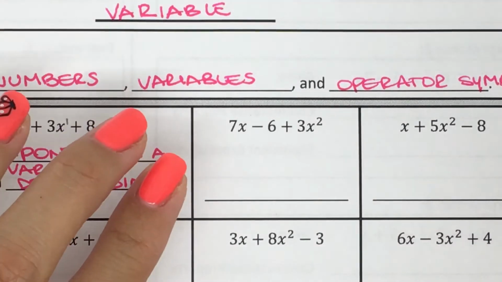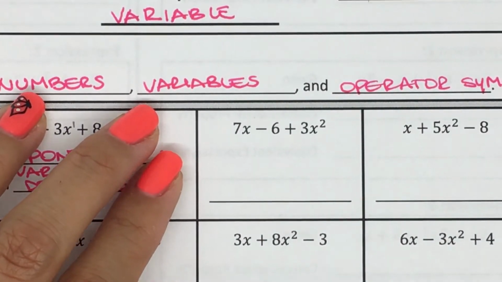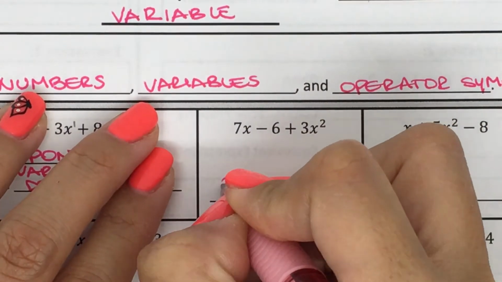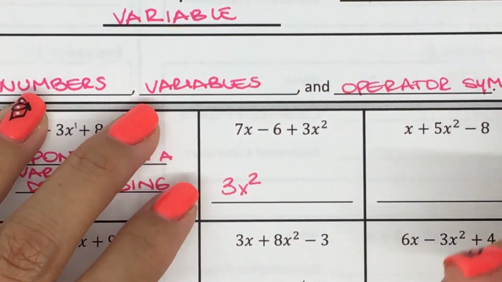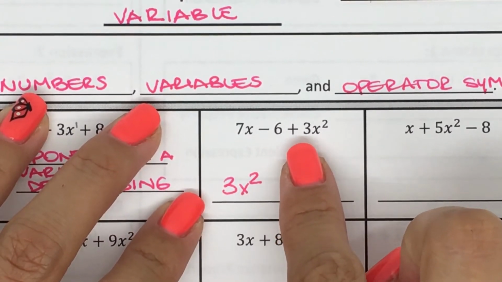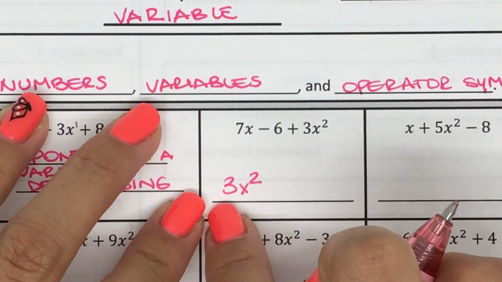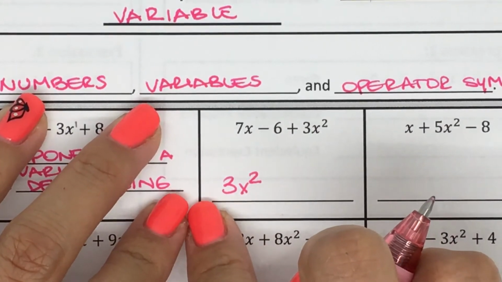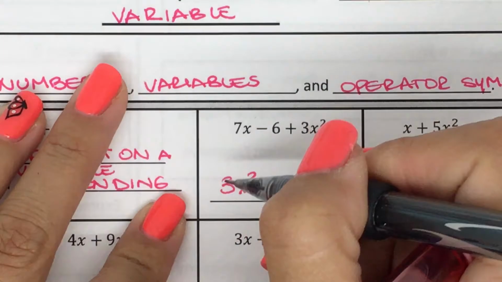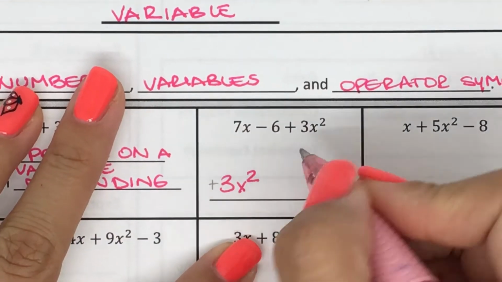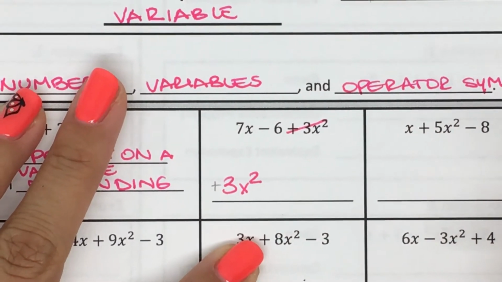So what goes first? 3x squared. You see how there is a plus in front of the 3? Always bring it down unless it's in front of the first one. Remember, this is invisible math. I do it with a pencil because I don't want to see it. So we took care of that one.